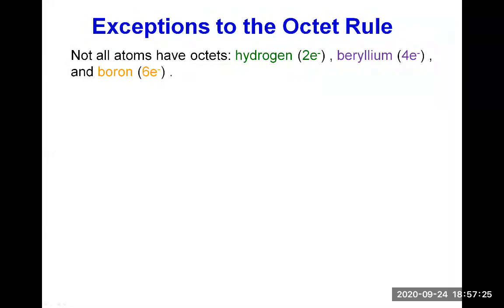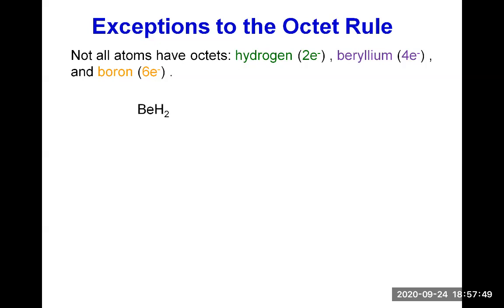Beryllium and boron are also exceptions because they are small atoms. They have very few protons and electrons in their nucleus and an electron cloud. And so beryllium will only need 4 electrons and boron will need only 6 electrons. So these are the main exceptions.